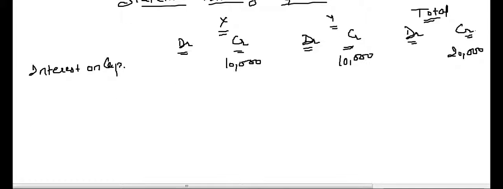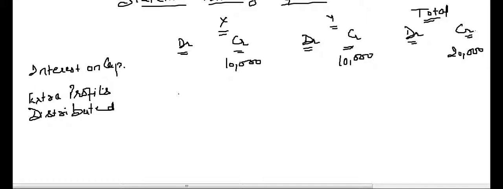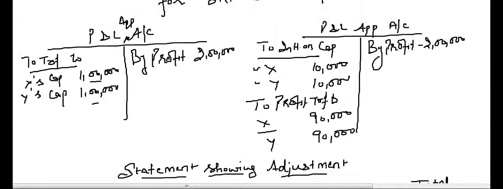Now what will I do is, I will reverse that. I'll say extra profits distributed. 10,000 for this, and okay, I'll take this example a little other way.